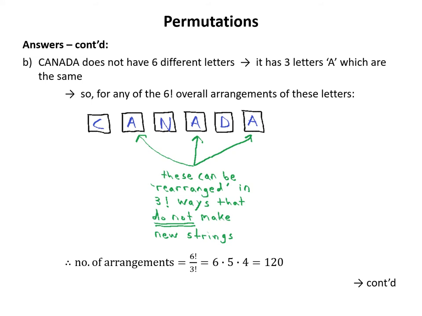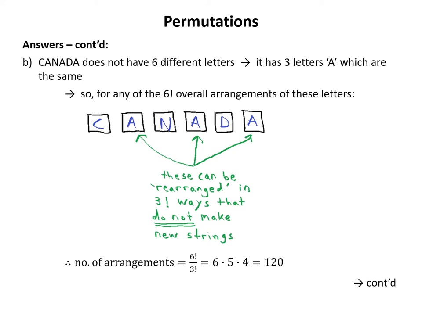In part B, we're looking at the word Canada. Now, Canada has six letters, but they're not six all different letters. We have three A's, and they're the same. And then we have three other letters, C, N, and D. So for any of the overall 6 factorial arrangements of these letters, for example the arrangement Canada, if we look at those three A's, we could arrange those A's amongst themselves in 3 factorial ways, and that would not make any new strings. So there are 3 factorial ways to rearrange that would make no change in the actual string that we get.